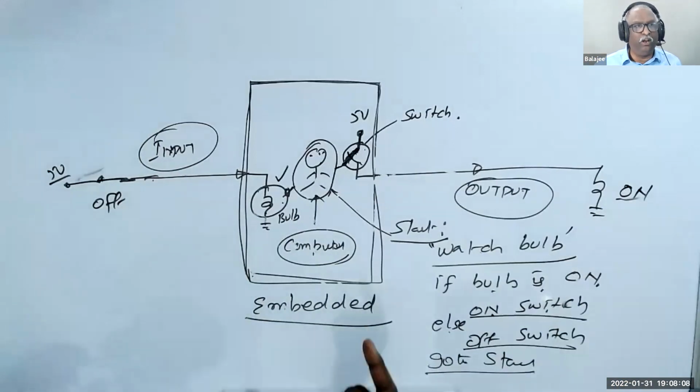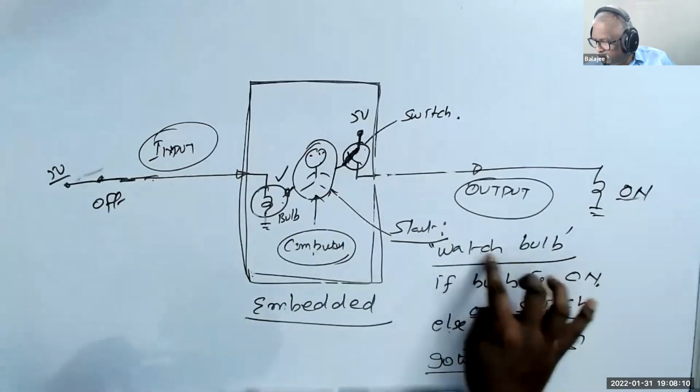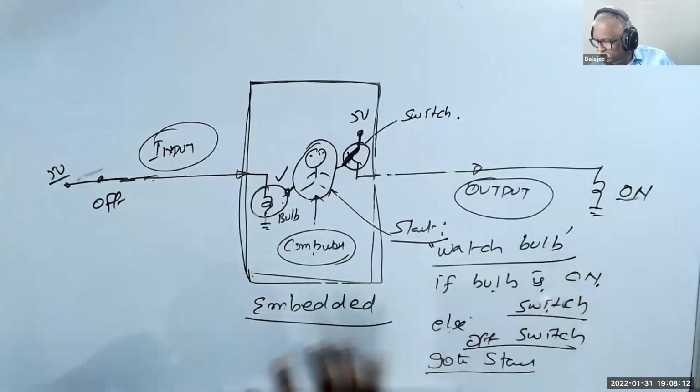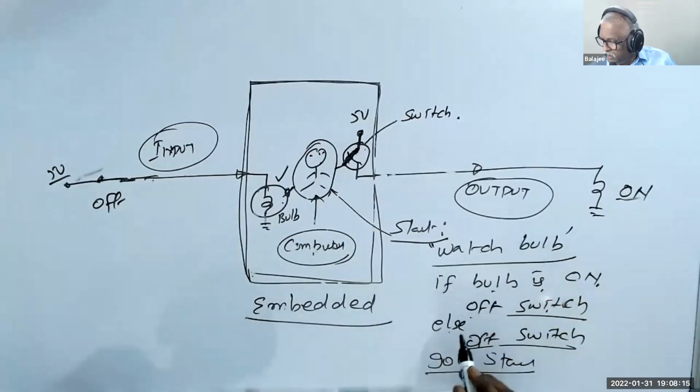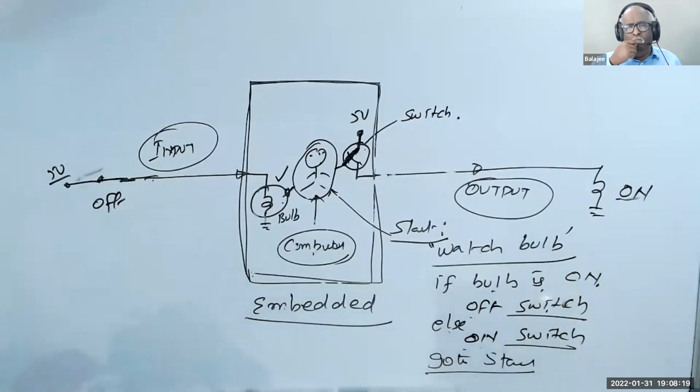I can tell him the other way also. If the bulb is on, off switch. If the bulb is off, on switch. You understand?